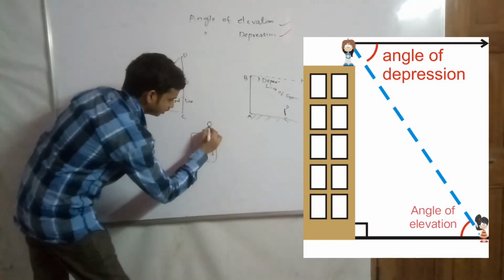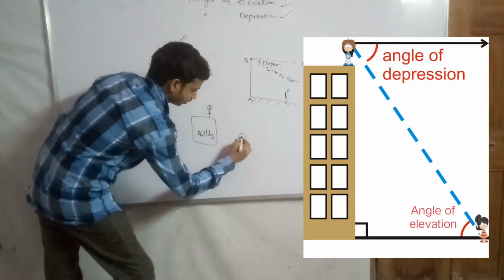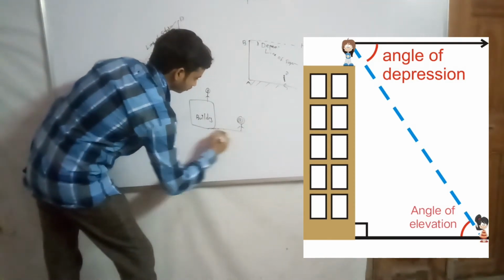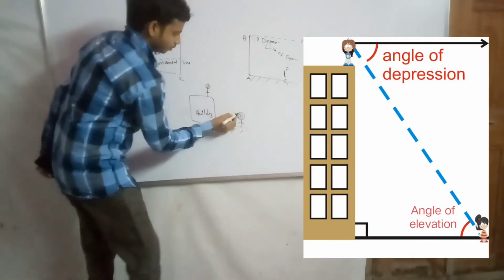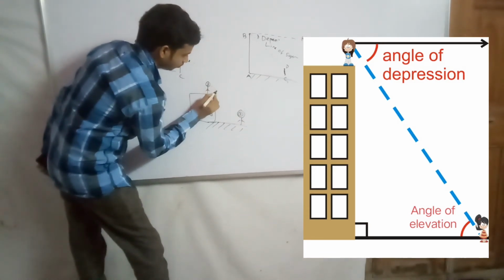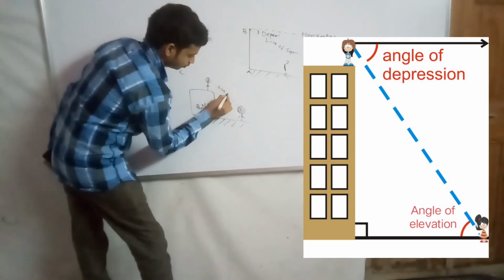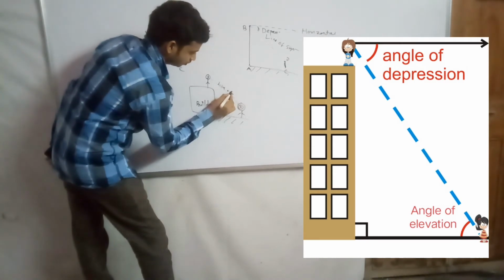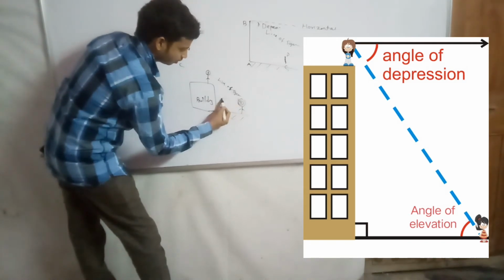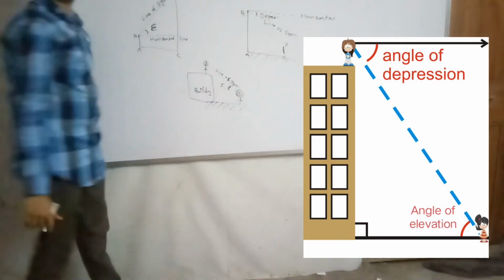Here one person is standing, person 1, and another person is standing on the ground, person 2. The person who is standing on the ground watches the person who is standing on the top. This line is known as line of sight. Next, the line drawn parallel to the ground is horizontal. This angle is the angle of elevation, the angle between horizontal and line of sight.